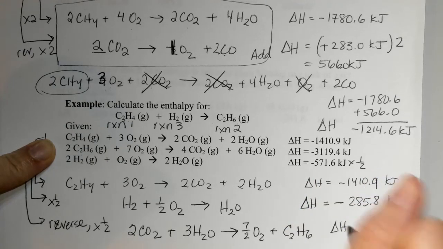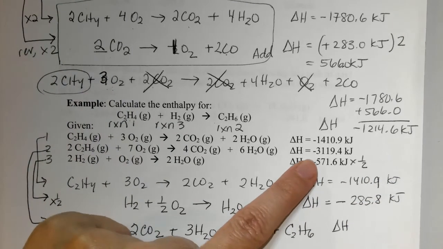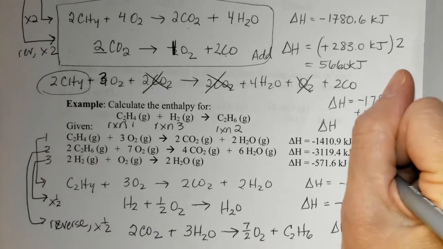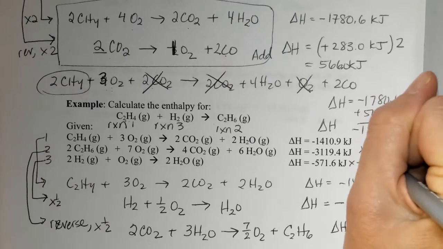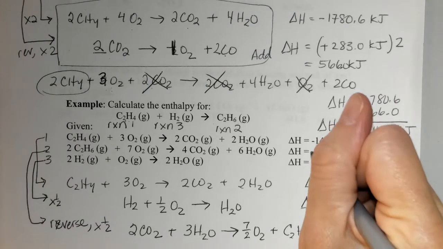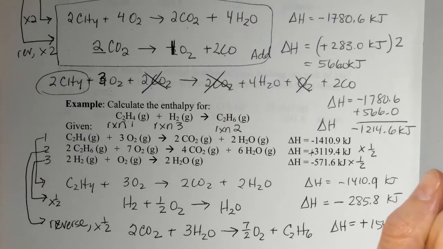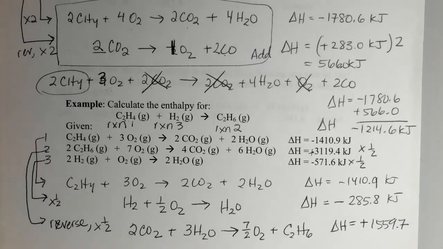So now what do I do to that delta H? I'm going to reverse it, so I'm going to change the sign. And then I'm going to also multiply it by a half. So I've changed the sign, 3,109.4, divide that by 2, and I get a positive 1,559.7.